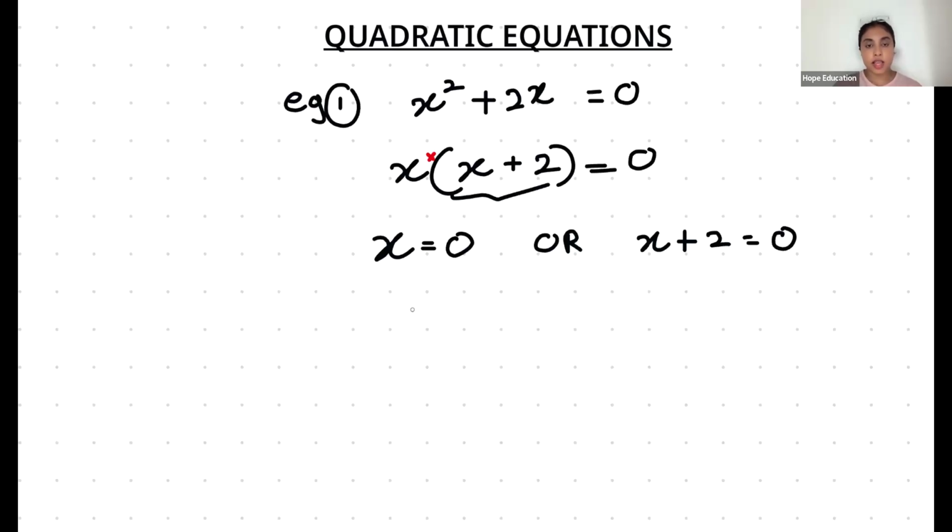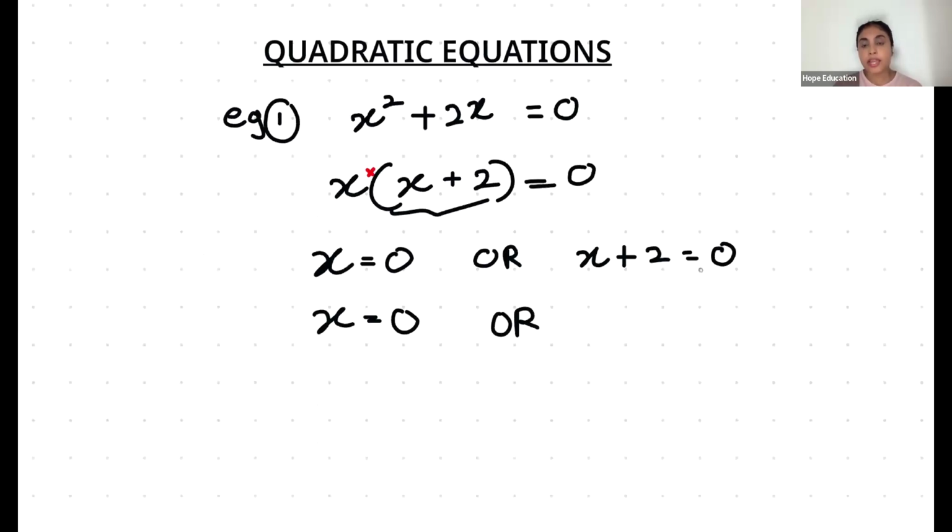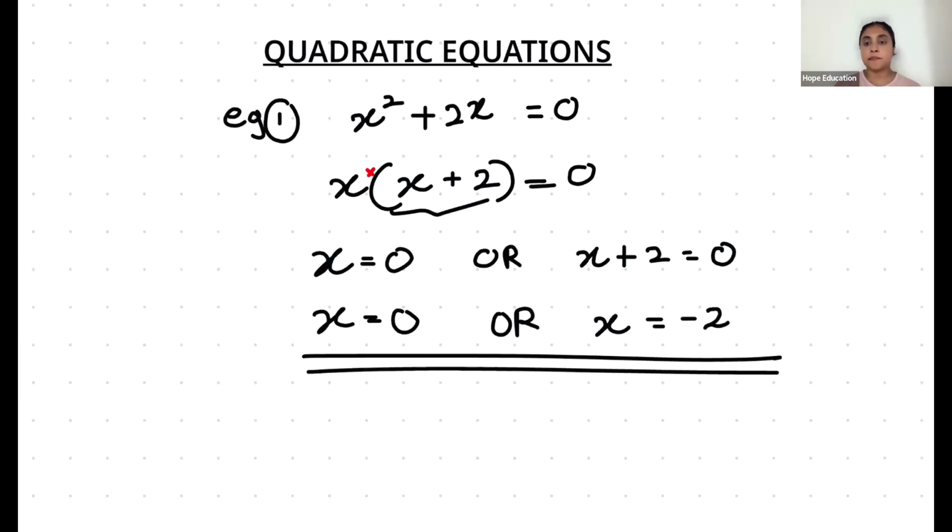Either x is 0 or x plus 2 is 0. Here x is 0. Or x plus 2 is 0 means I will treat this as a mini equation. So here x is like this. This plus 2, when I take it to the other side, will become minus 2. And this is my answer. Now there are two options for x. Is this clear?